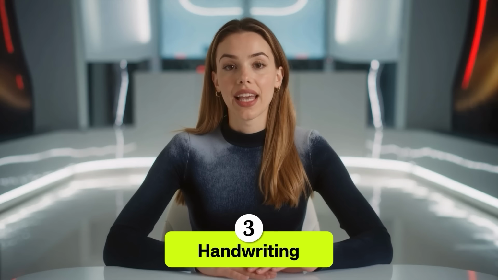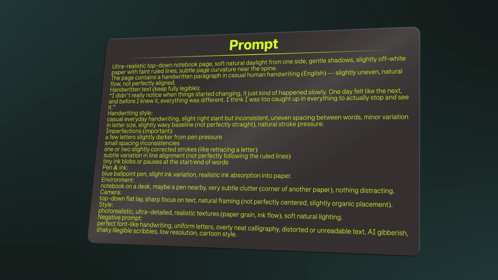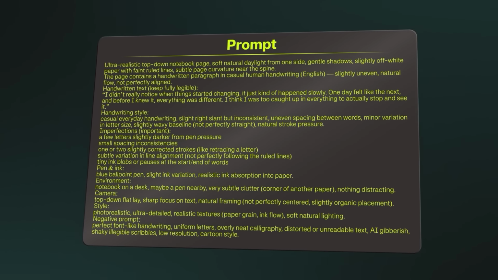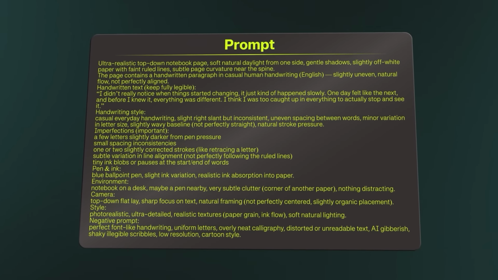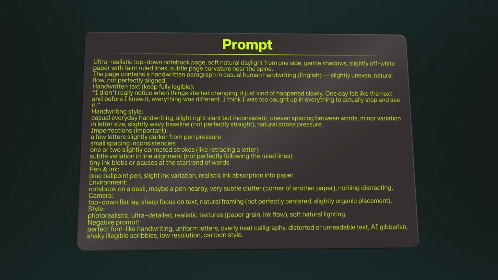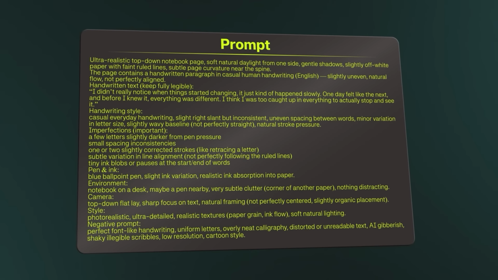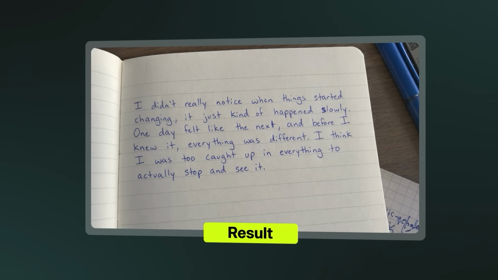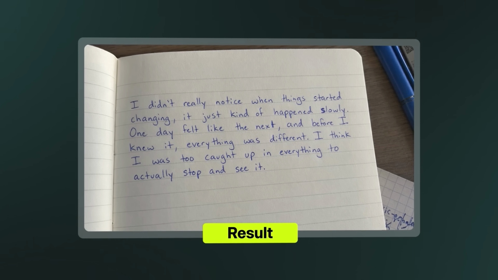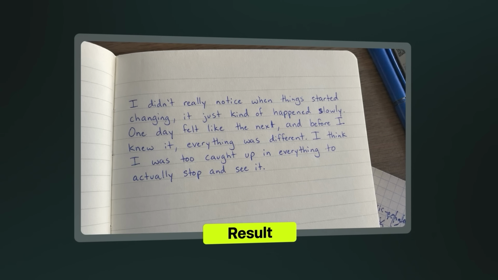Third is handwriting, and this one surprised me. I described a casual notebook page in blue ballpoint pen with a personal paragraph written in natural, slightly imperfect human handwriting. Uneven spacing, slight slant, wavy baseline, and ink pressure variation. The result looks completely real. The ink absorption, the small inconsistencies, the page curvature. You would not look at that and think AI made it.